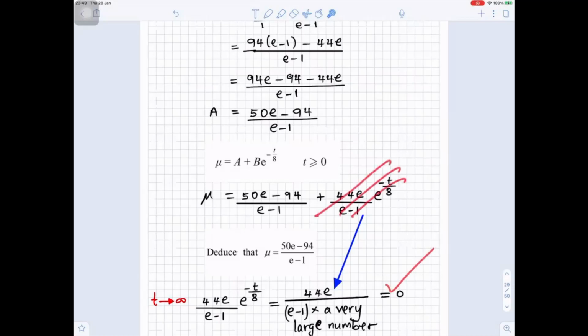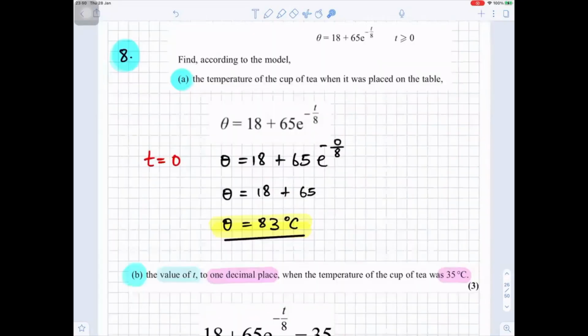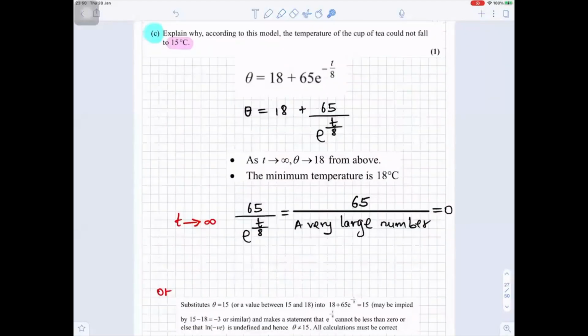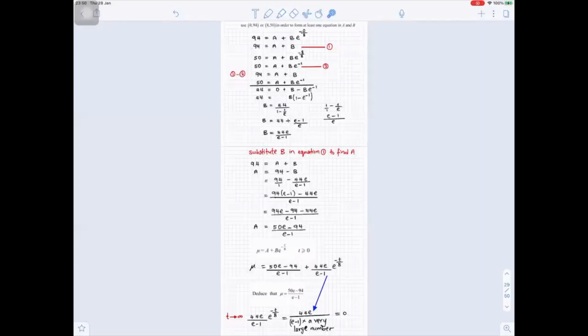So if that is 0, you're left with that as the value. That's the answer for question 8a. That's for question 8b. That's for question 8c. And that's your answer for question 8d.